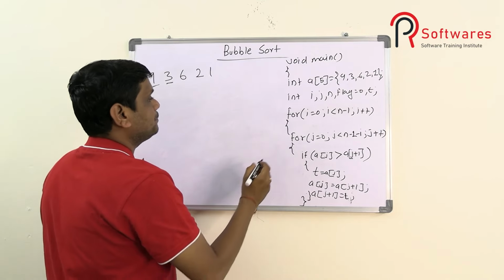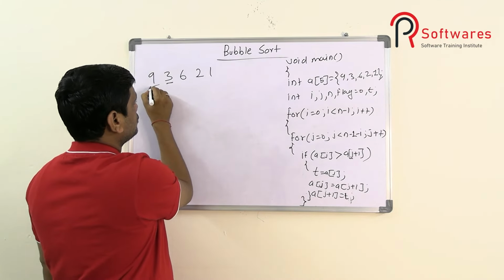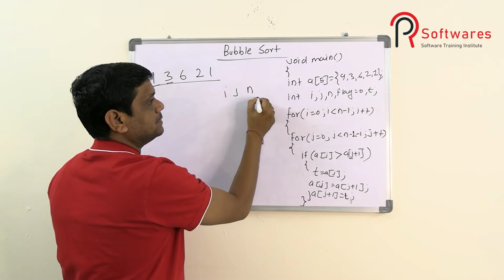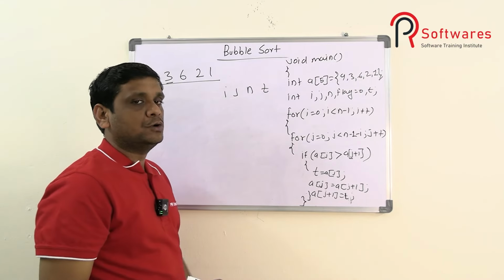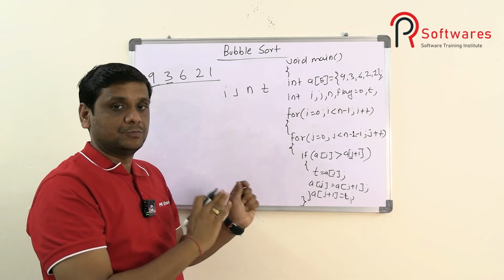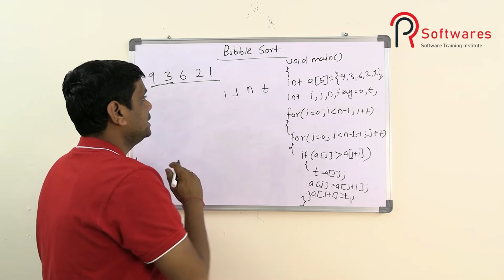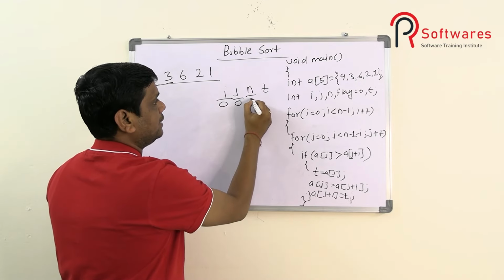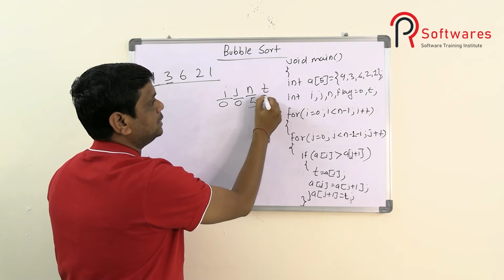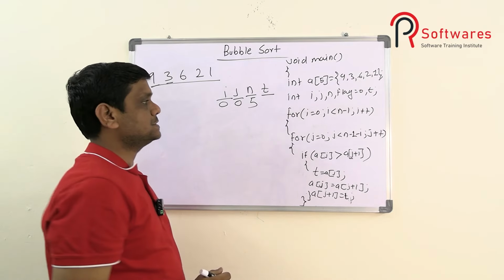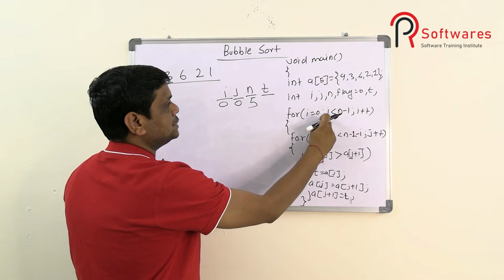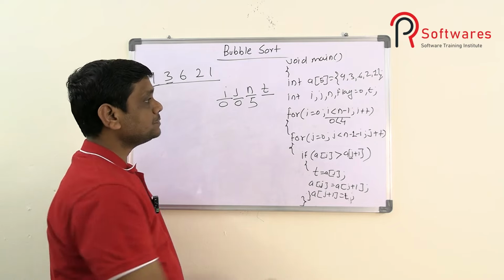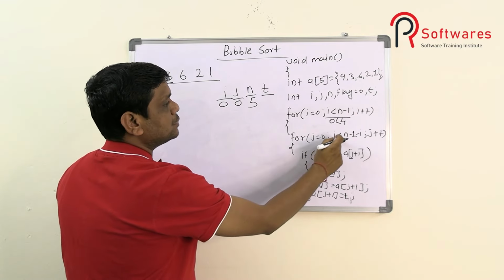Okay, let us understand now. As per the program, if I want to sort this array, take all the values i, j, n, t. I'm not using the flag right now. First let me explain all this stuff and then I will come to the flag concept. Initially i value is 0, j value is 0, n value is 5 because of the number of elements, and t value we have not initialized at the start. So first it is taking 0 less than 4. Condition true. Coming inside.